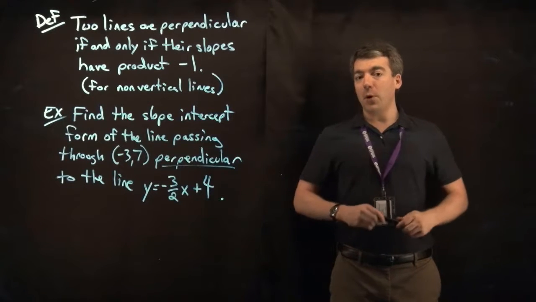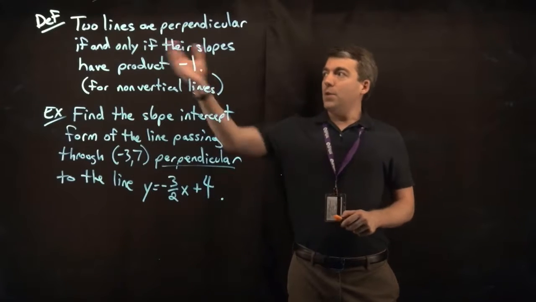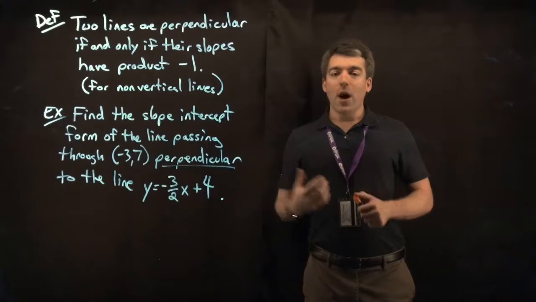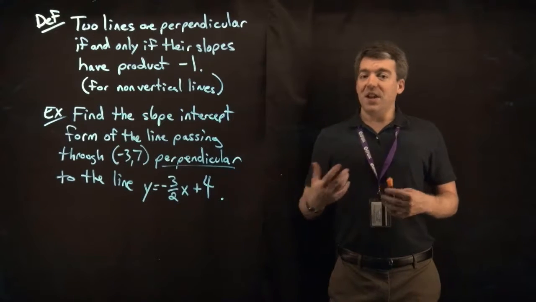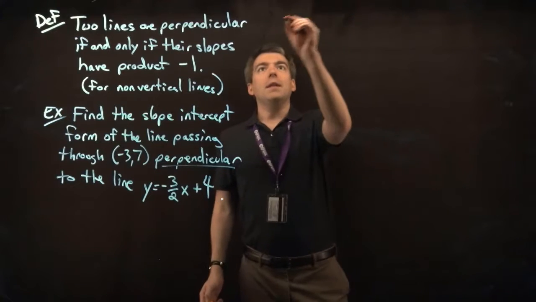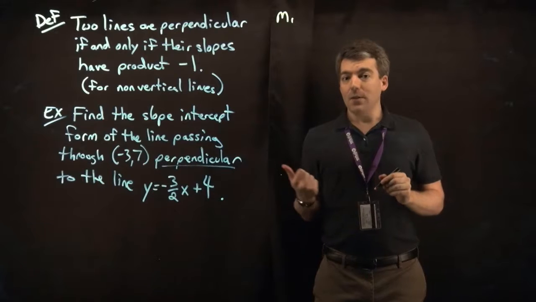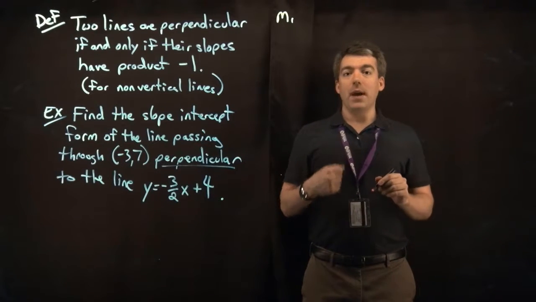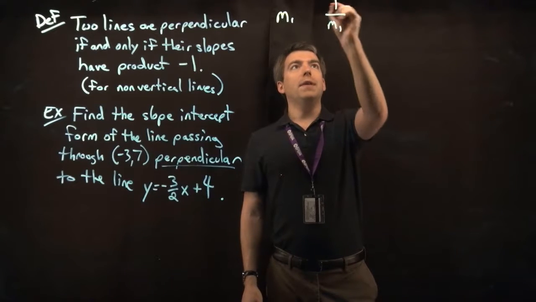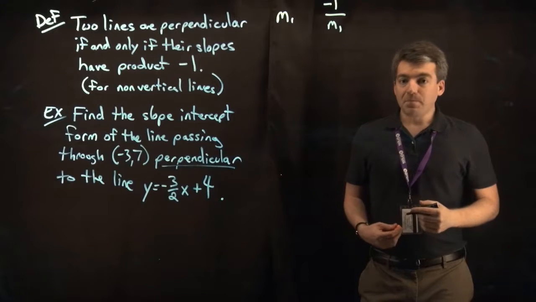All right, now let's talk about perpendicular lines. The definition of perpendicular is that two lines are perpendicular if and only if their slopes have product -1. That is, they are negative reciprocals of each other. So for example, if the slope of a line were m, call it m1, then the slope of a line perpendicular to this line would be the following: 1 over m1, but then the opposite. So sometimes we call that the opposite reciprocal.